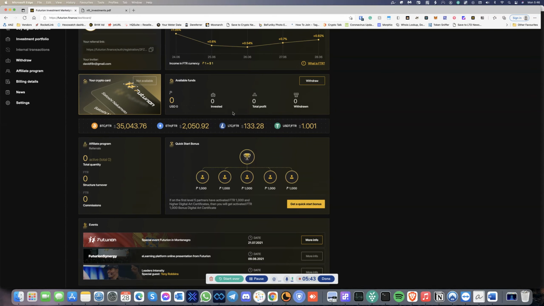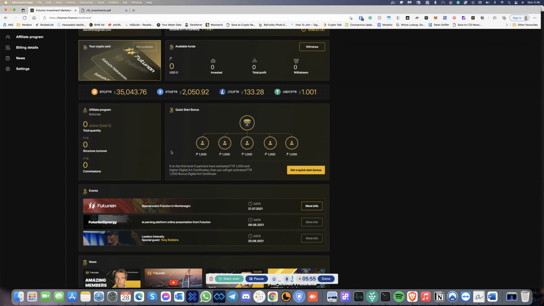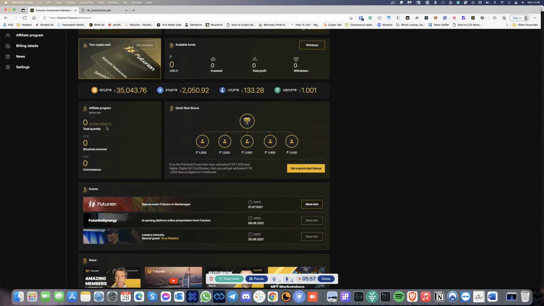You've got, over here, it will show you your available funds, the profit made, the withdrawals. And over here, it's actually the live information on what the current values are. Over here, it talks about the affiliate program, the active total quantity, how many people have signed up. Over here, your quick start bonus.